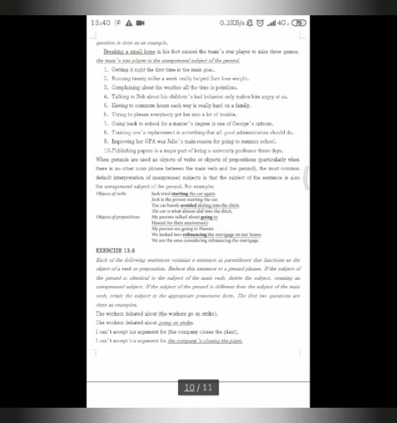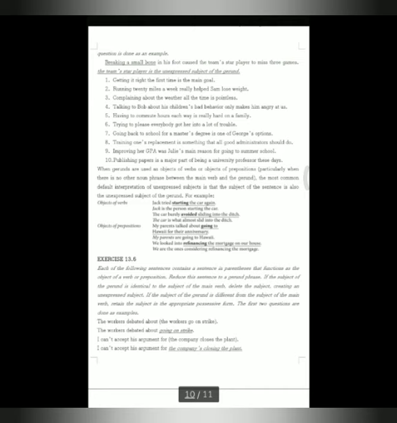7. Going back to school for a master's degree is one of your best options of being a university professor these days.